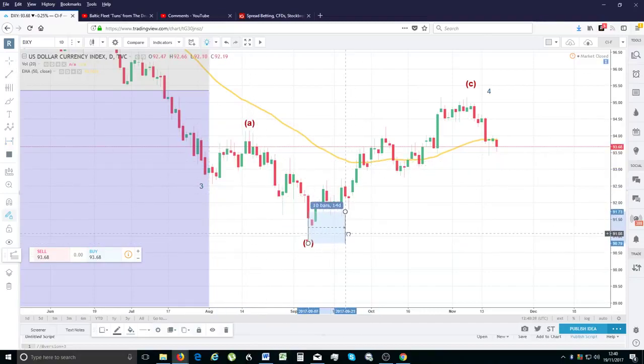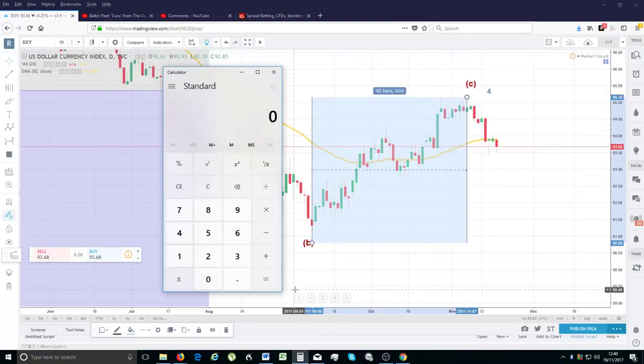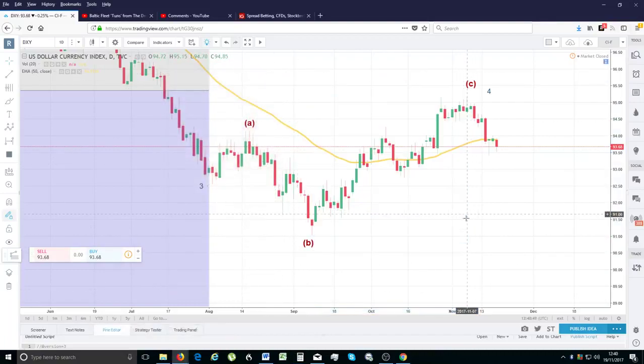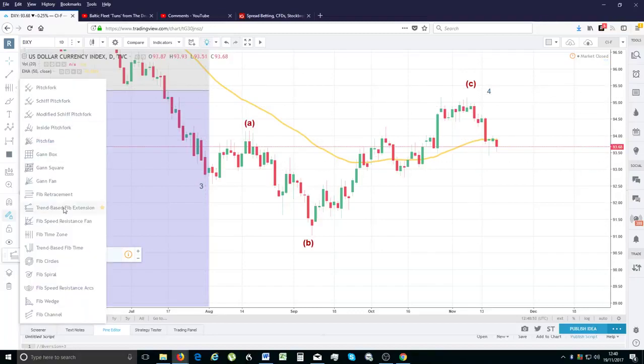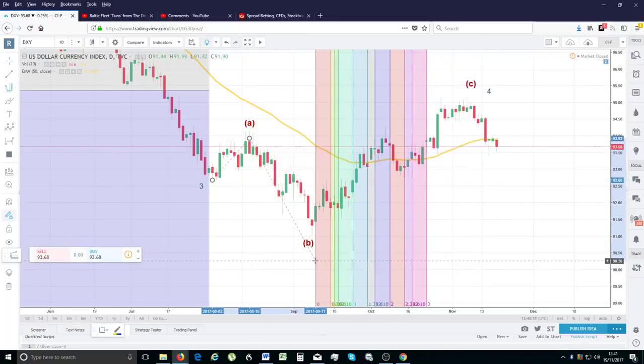How long did this take? Let's take it to this second count. 14 days, so 60 divided by 14. Yes, 4.285. So it's a Fibonacci extension. I mean, you can use the fib trend based, so you can draw right from there. Then you can draw it onto here.